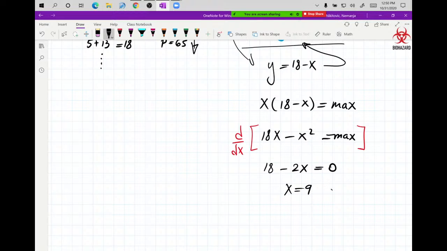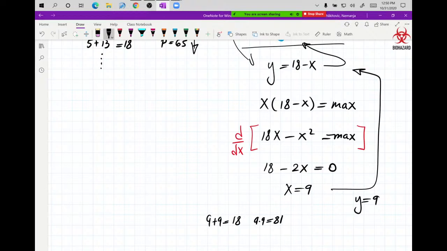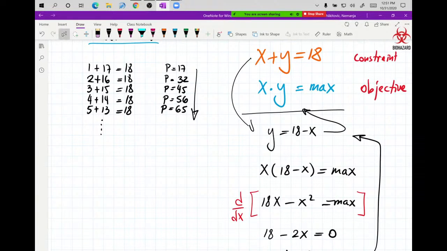Well, that's cool. Bring that back into equation, compute that y is equal to 9. And we now know that the two numbers we were looking for are 9 and 9. Because 9 plus 9 is 18. And the 9 times 9 will give us 81, which the problem, the calculus, guarantees to be the maximum value for this problem.